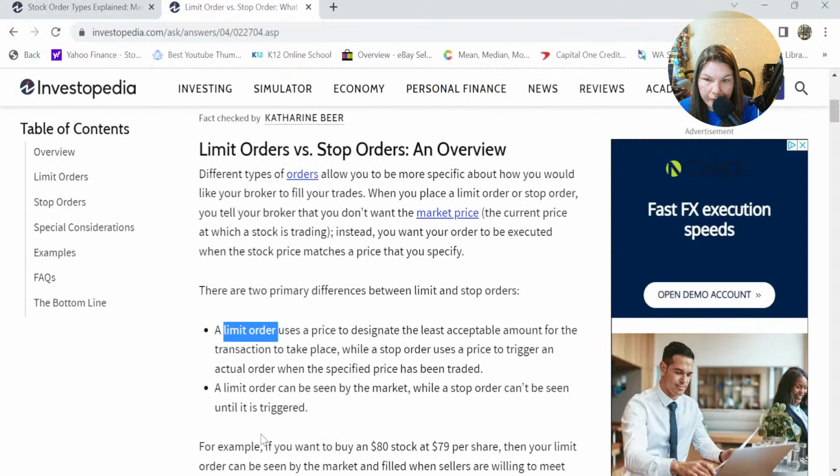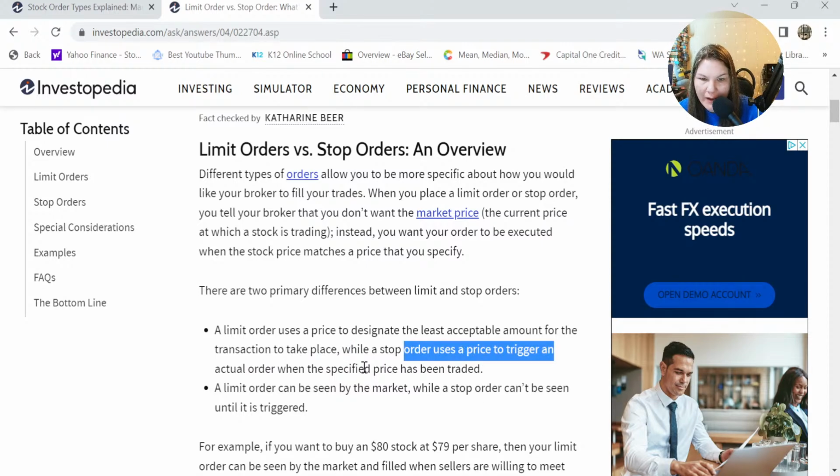Limit orders. So a limit order uses a price to designate the least acceptable amount for a transaction to take place, while a stop order uses a price to trigger an actual order. So remember what we learned. A limit order and a stop order are different because a limit order shows up and everybody can see it, while a stop order will be in there and it can take place at that acceptable amount, but it doesn't trigger until it actually hits that specified price. And then it'll trigger an order.